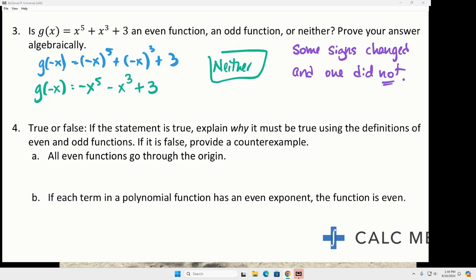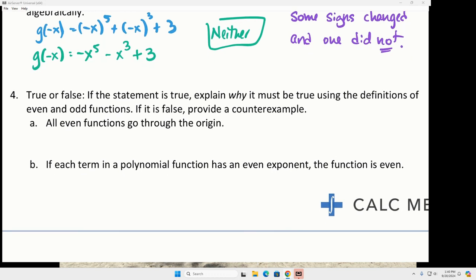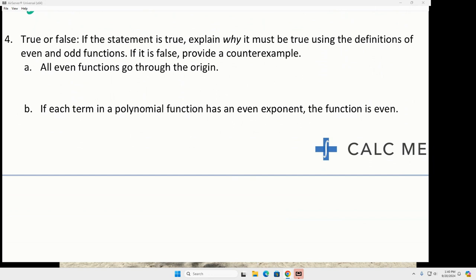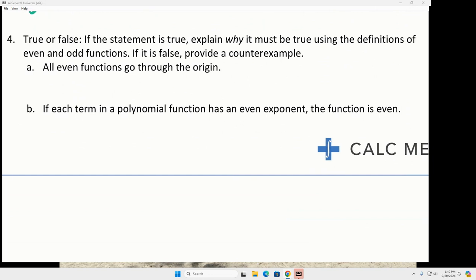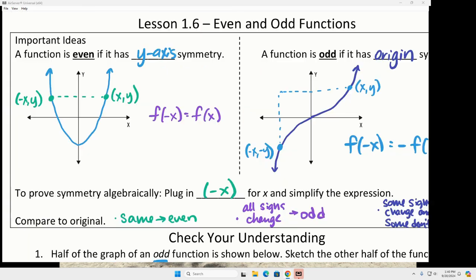Okay, and then on number 4, we're going to decide true or false. And if it's true, we're going to explain why it's true. And if it's false, we're going to give a counterexample. All right, so A says that all even functions go through the origin. Do you think that has to happen? If it's even, it has to go through (0, 0). No way. We have 2 examples of even functions on this note sheet that's not true.